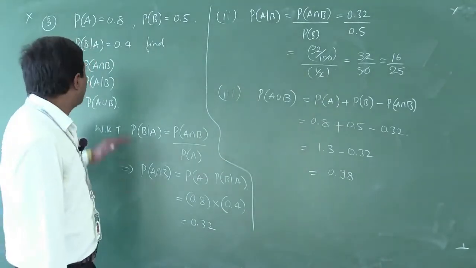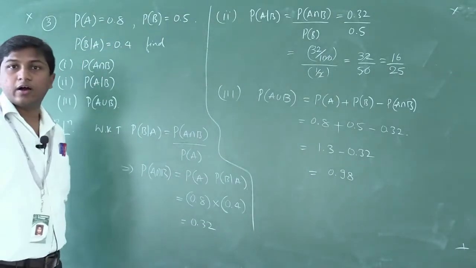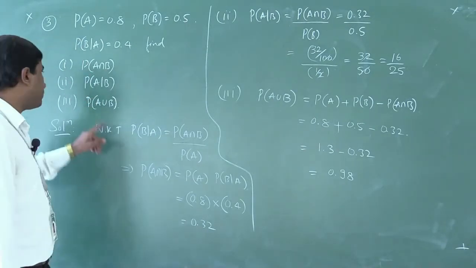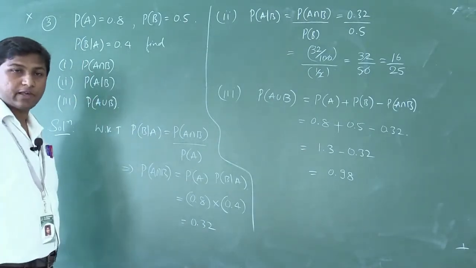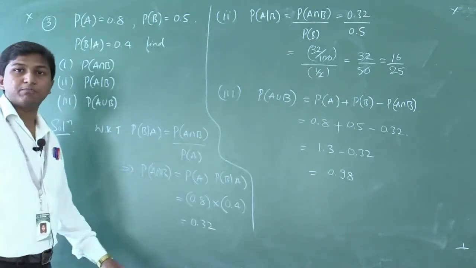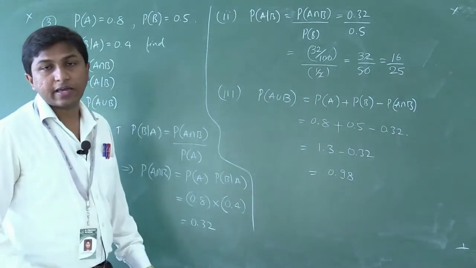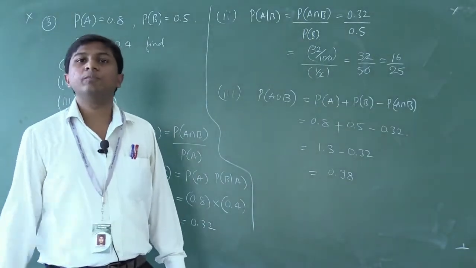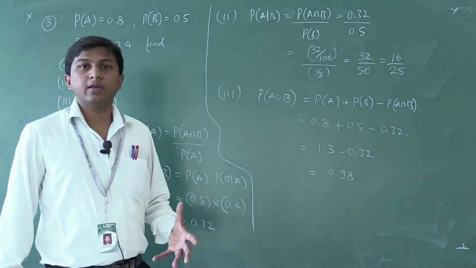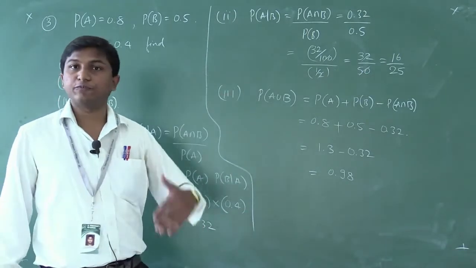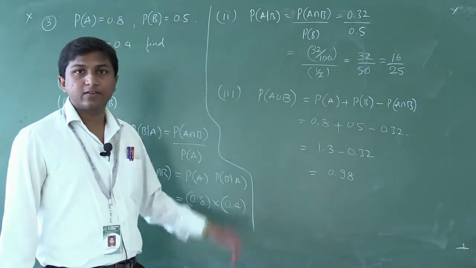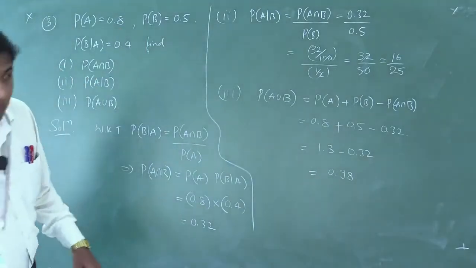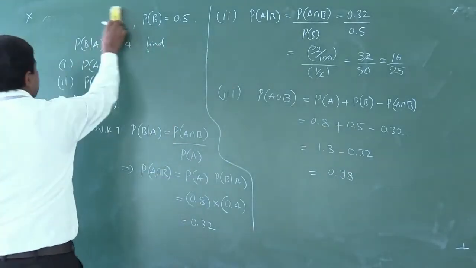So using the given information, we have found out the P of A intersection B value, the P of A bar B value, and the P of A union B value. All these are carrying 1 mark each, but the important thing here is you need to know all the different formulae that we have studied in the first PUC as well as the conditional probability formula. Okay, moving on. Question number 4.